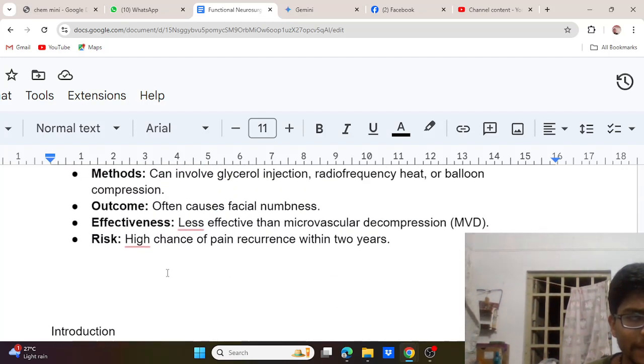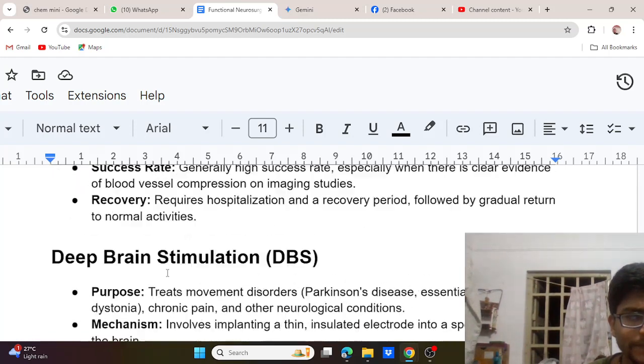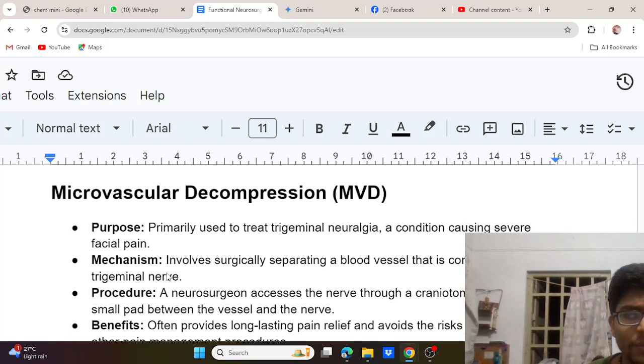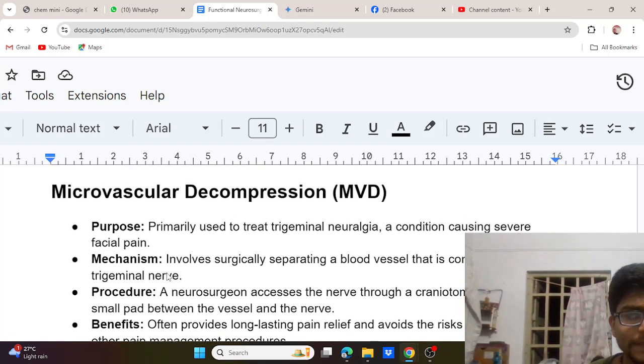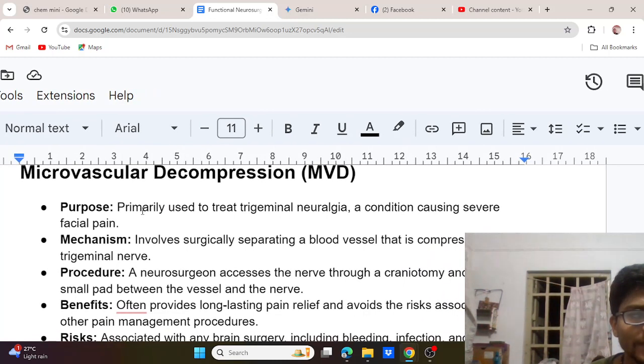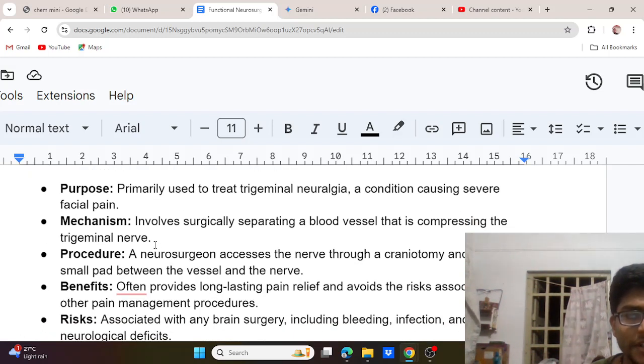and now we can study something about microvascular decompression in detail. So that is used to treat trigeminal neuralgia, and the procedure here is we place a small pad between the vessel and nerve so that the nerve is separated from the blood vessel. The blood vessel is separated from the nerve and the compression on the nerve is relieved.